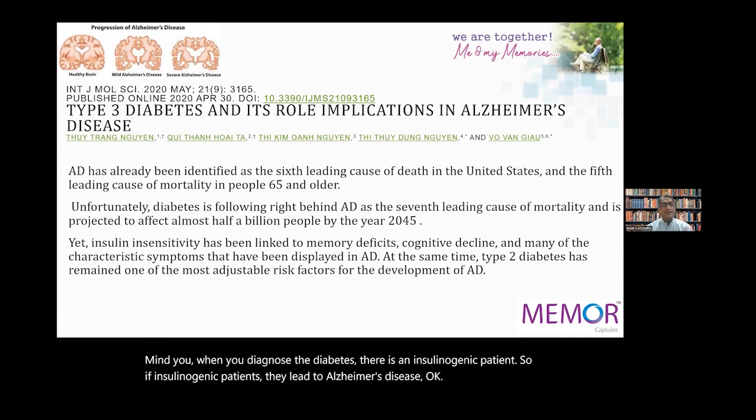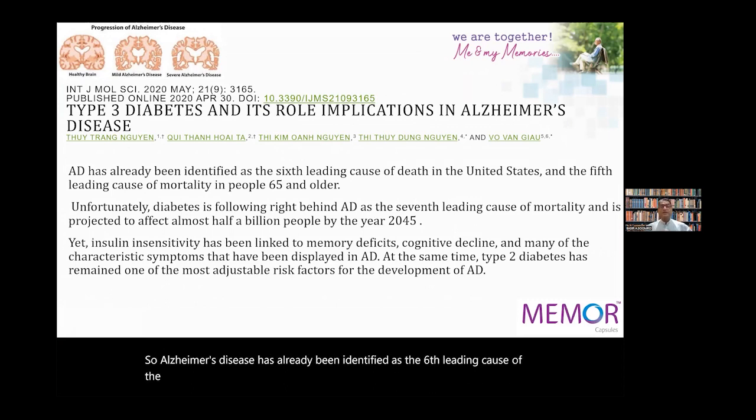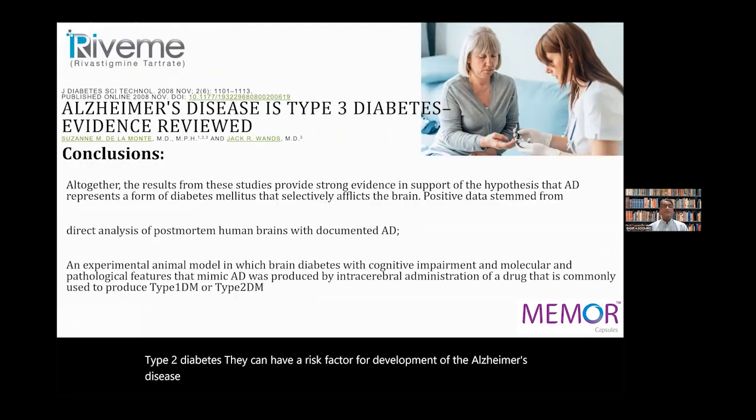So Alzheimer's disease has already been identified as the sixth leading cause of death in the United States, and the fifth leading cause of mortality in people aged 65 and older. Insulin insensitivity has been linked to memory deficit and cognitive decline, and type 2 diabetes can be a risk factor for the development of Alzheimer's disease, right? So Alzheimer's disease is type 3 diabetes, the evidence says.